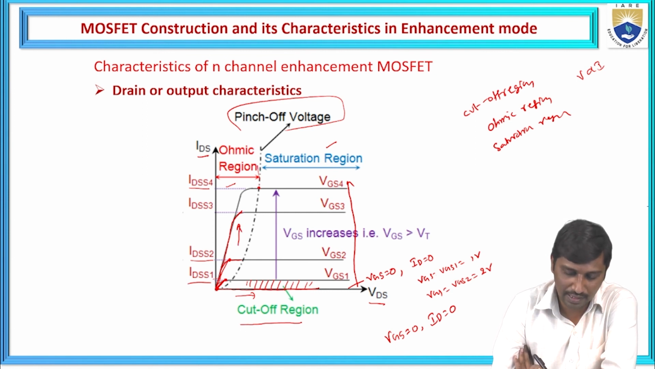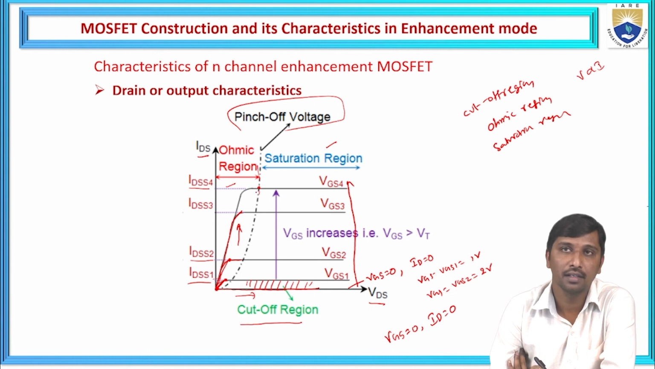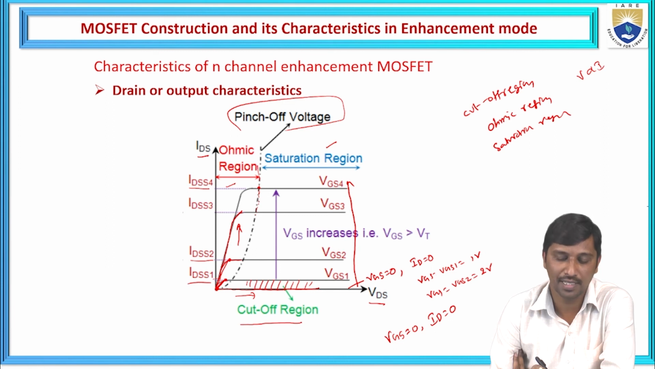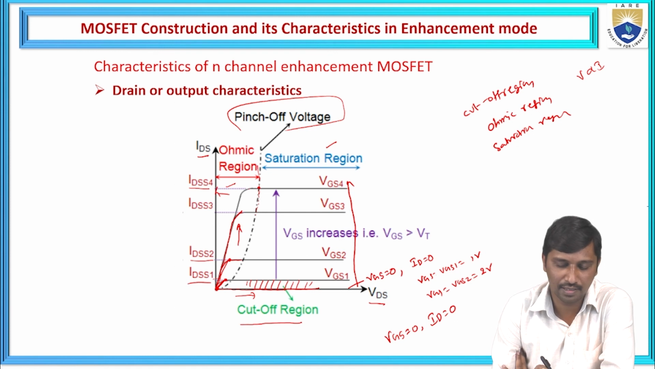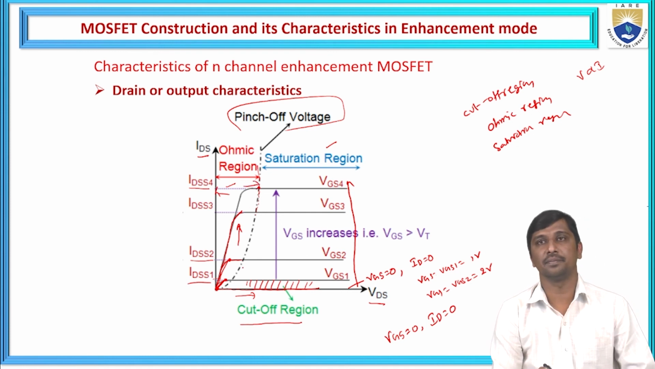So that is the reason. At which point of voltage does the drain current become saturated or constant? At which voltage or at which point does the drain current become saturated or constant? Before that region, it satisfies the linear characteristics. Hence, this region is called the ohmic region.